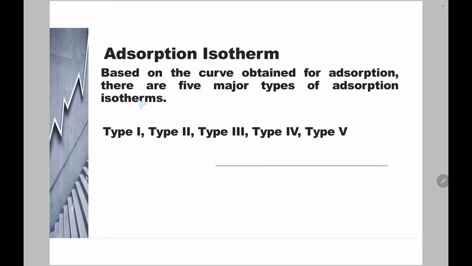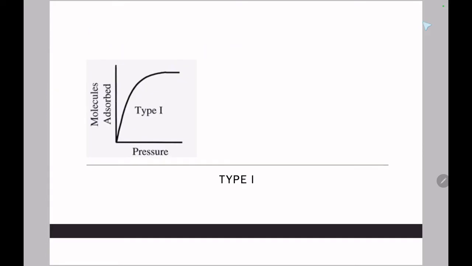Based on the curve obtained for the adsorption, there are 5 major types of adsorption isotherms, namely type 1, type 2, type 3, type 4 and type 5. We will see each of them in detail. This is the curve obtained for type 1 adsorption isotherm.